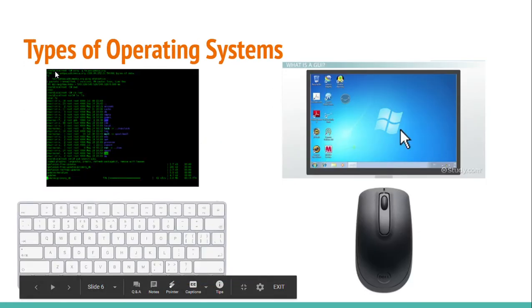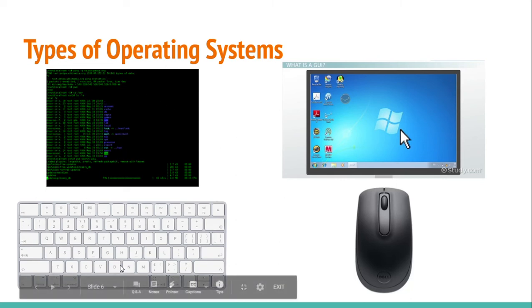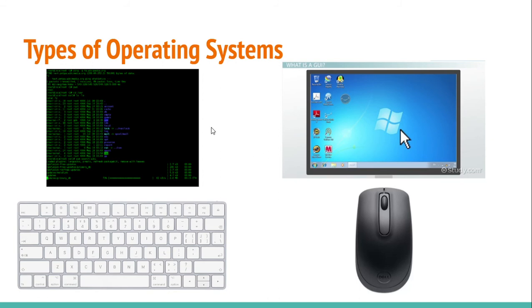Now, there are two main types of operating systems. One of them is the character user interface operating system, or the CUI operating system. This operating system uses a keyboard where the tasks which need to be performed are typed out and committed to the software. And these are where many jobs of IT come into play.